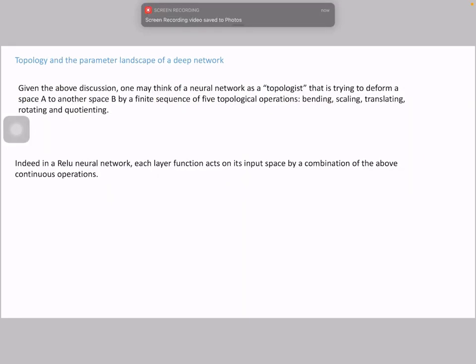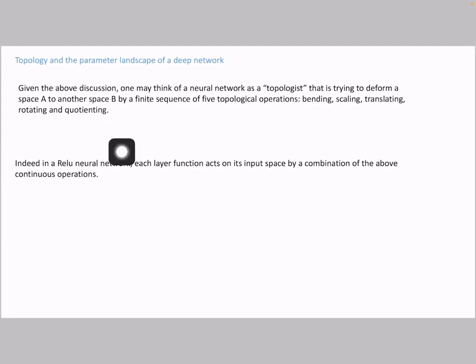So given the above setting, we like to think of a neural network as a topologist that is trying to deform a space A to another space B by a finite sequence of topological operations. We saw that in the case of a ReLU neural network, those operations are bending, scaling, translating, rotating, and quotienting. And actually, it's not very hard to convince yourself that for any nonlinear function other than ReLU, this is also the case.